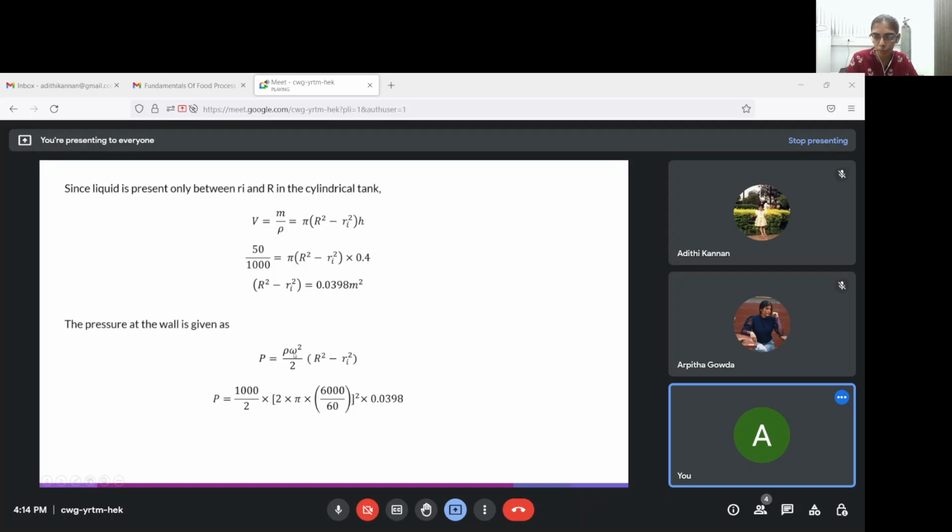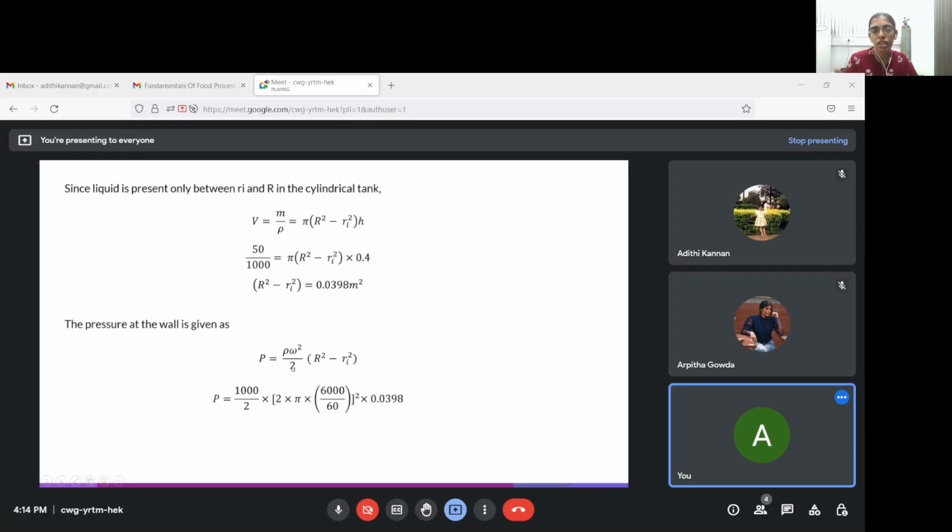So for converting rpm into radians per second, we multiply by 2 pi. So 2 pi into the rpm that is given, per 60 to convert minutes to seconds. So 6000 divided by 60, the whole square, into r square minus ra square that we calculated previously, that is 0.0398. Is this clear, how omega is 2 pi n?